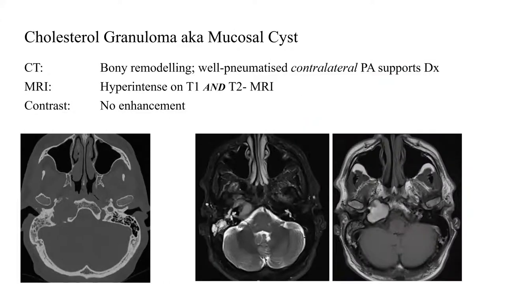The imaging signs are quite characteristic in that on CT scan you just see bony remodeling and thinning of the bone, but it's not an erosive process. Usually a well-pneumatized contralateral petrous apex would support the diagnosis of a cholesterol granuloma, because usually the petrous apices are symmetrically pneumatized. On MRI, cholesterol granuloma is basically the only lesion that's hyperintense on T1 and T2 imaging, and it's not enhancing with contrast injection.